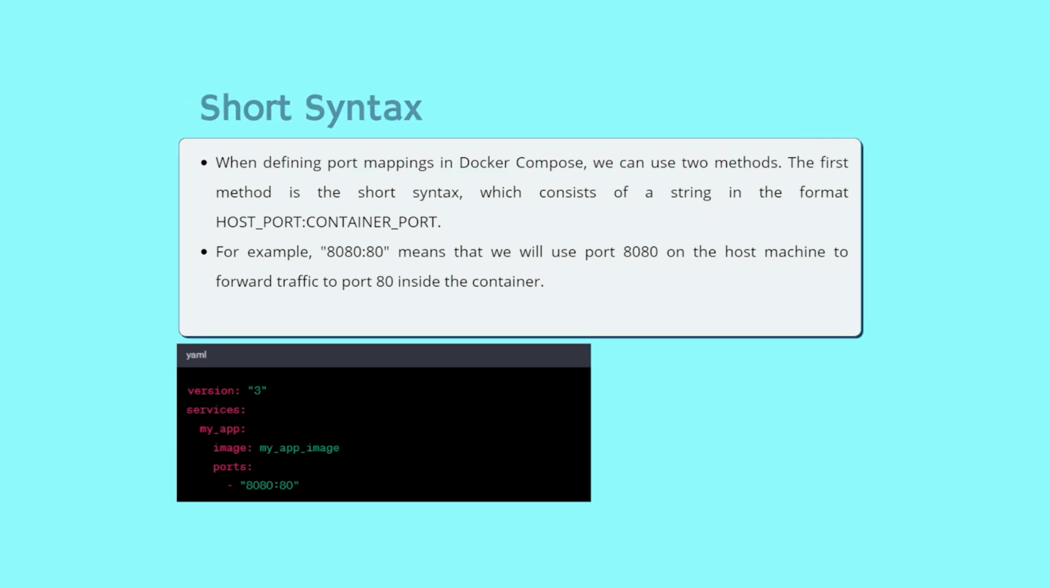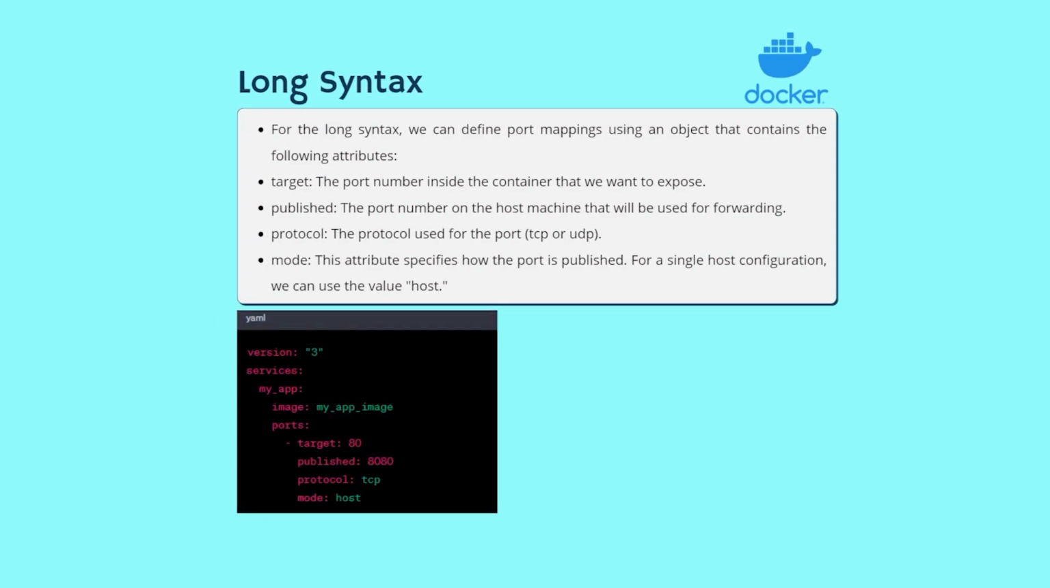Long syntax. For the long syntax, we can define port mappings using an object that contains the following attributes. Target, the port number inside the container that we want to expose. Published, the port number on the host machine that will be used for forwarding. Protocol, the protocol used for the port, TCP or UDP. Mode, this attribute specifies how the port is published. For a single host configuration, we can use the value host.